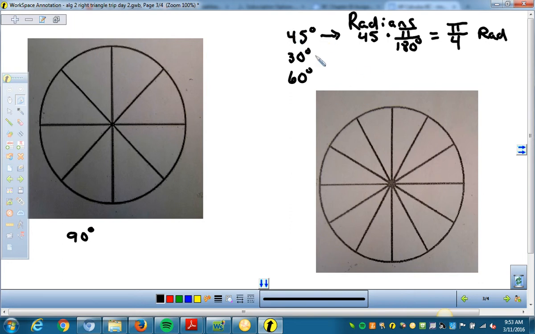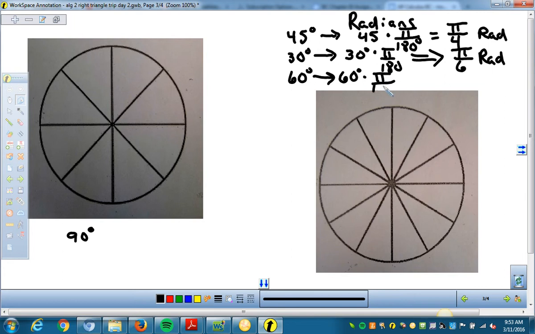All right, now let's do 30 degrees. 30 degrees times pi over 180. So 30 over 180 reduces to 1 over what? 6. So pi over 6 radians is equal to 30 degrees. We keep going. 60 degrees. 60 over 180 reduces to what? 1 over 3. So this is pi thirds.